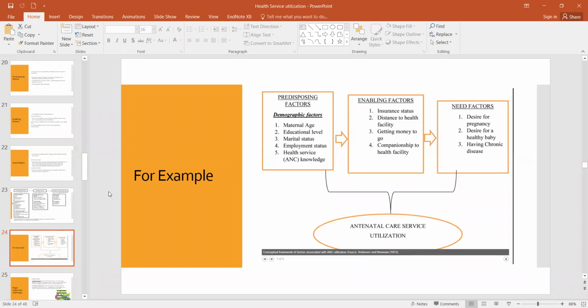For example, if we use antenatal care services utilization, then the predisposing factors of a female are her age, education level, marital status, employment status, and health services. In enabling factors, insurance status, distance to health facilities, getting money to go, and companionship to health facilities. And in need factors, desire for pregnancy, desire for a healthy baby, having chronic disease. All these are the factors in whether a female receives antenatal care services.